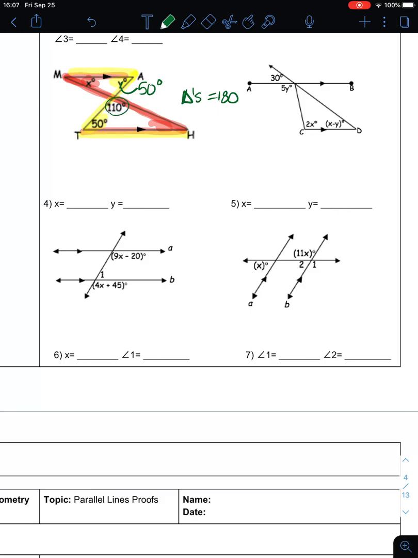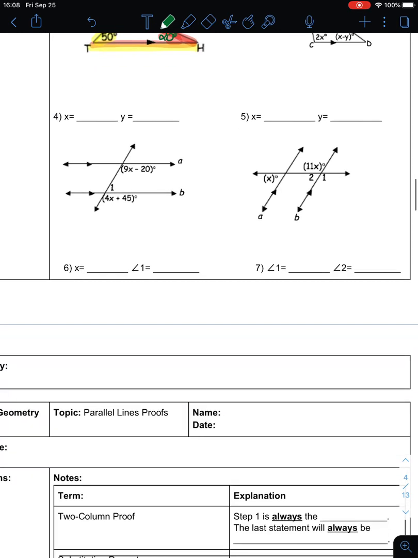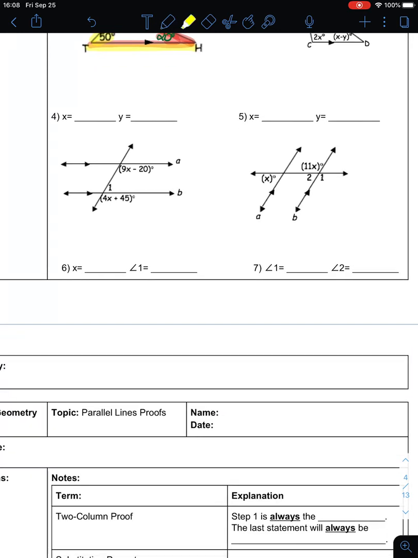So if angle T is 50 degrees and this angle here in the middle is 110, that leaves me with 20 degrees here for H. Well, then that means now I know what X is because it's alternate interior. Now I'm going to skip 5 for a minute and come back to it. I want to go ahead and do number 6.